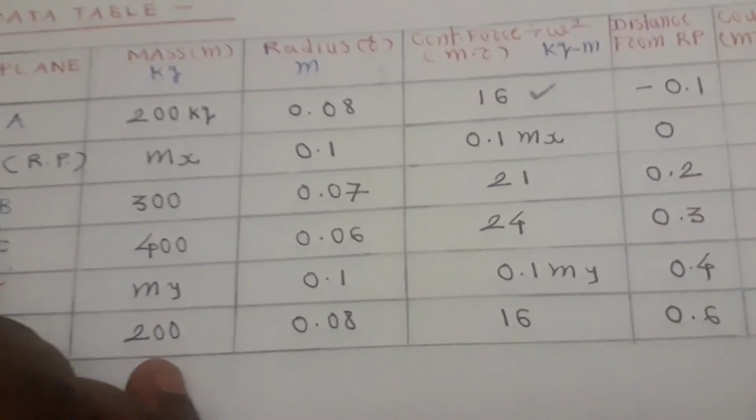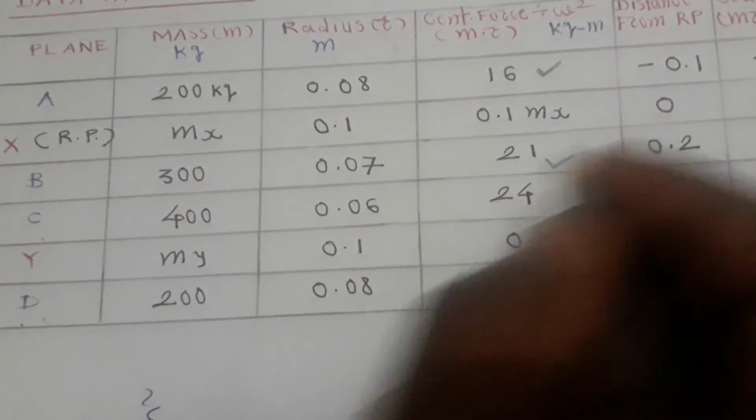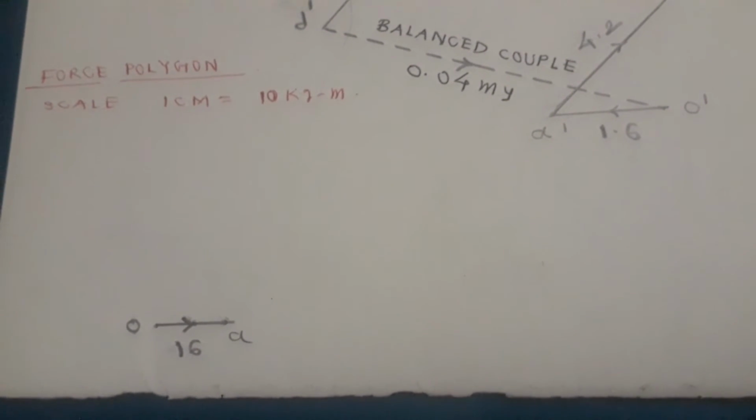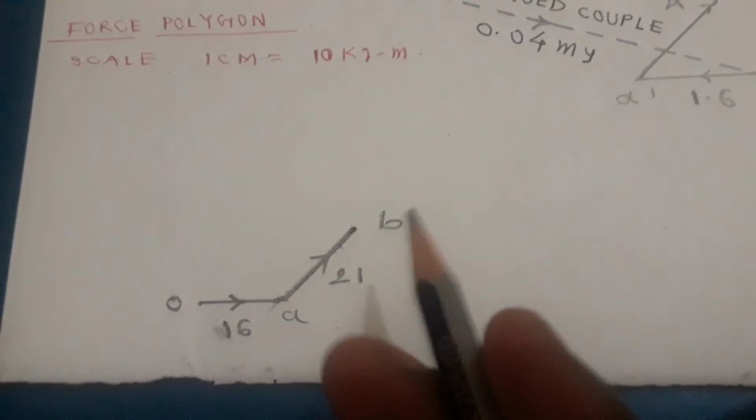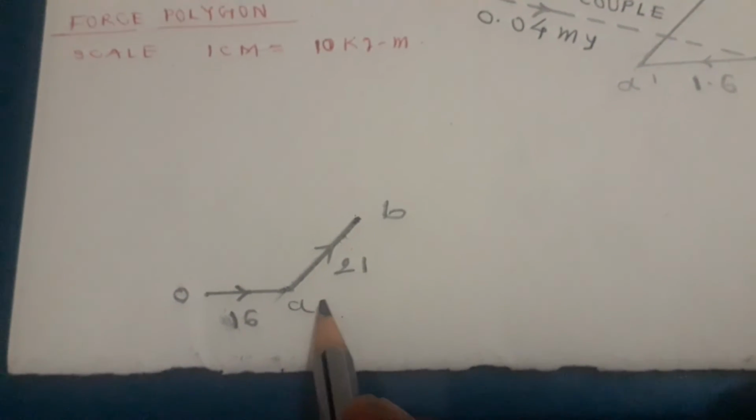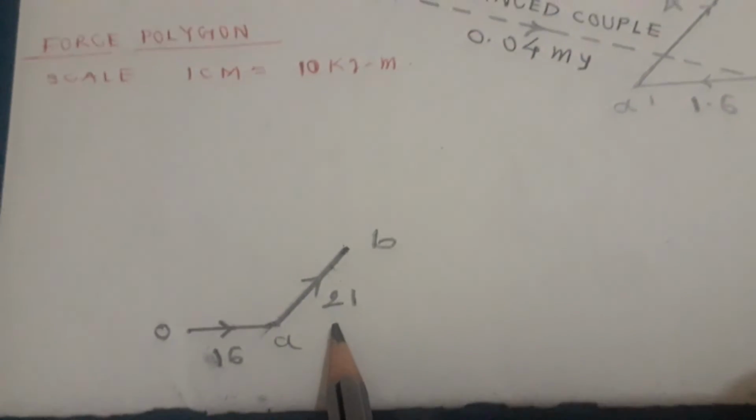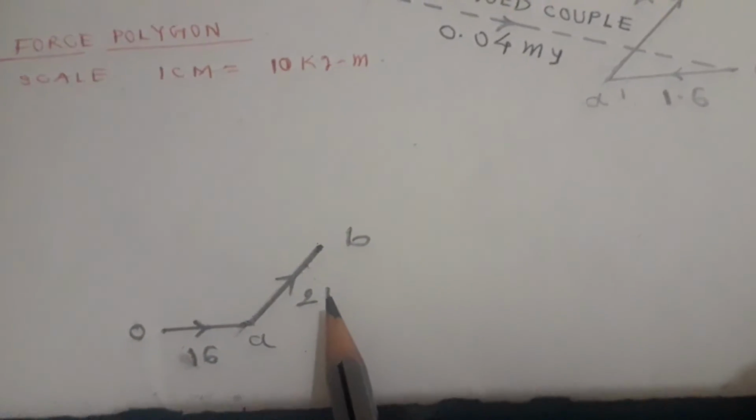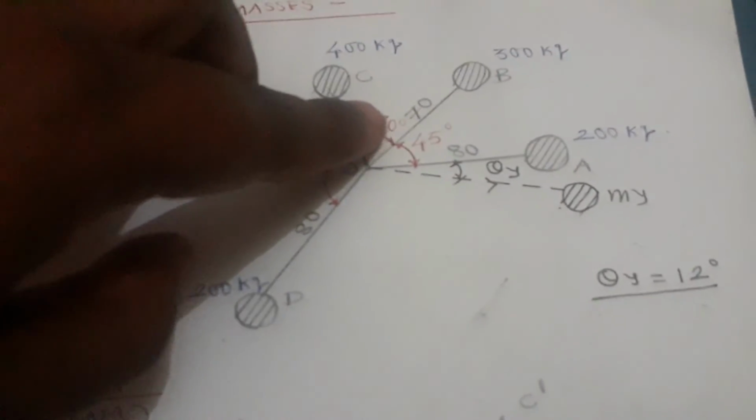The second one, for B, the magnitude is 21 kg meter. So this is the vector with magnitude 21 kg meter for the mass B with angular position at 45 degree. This one.